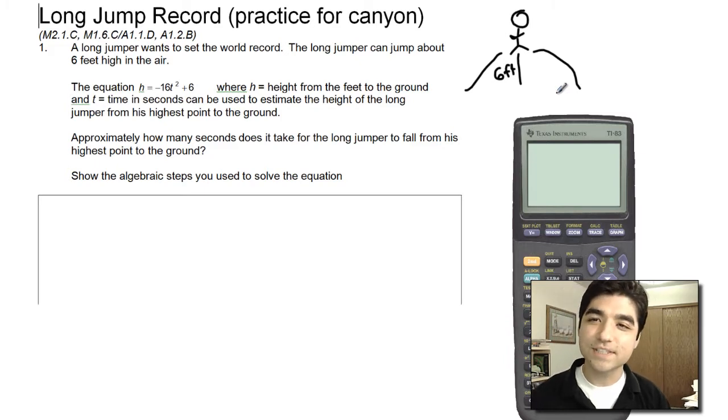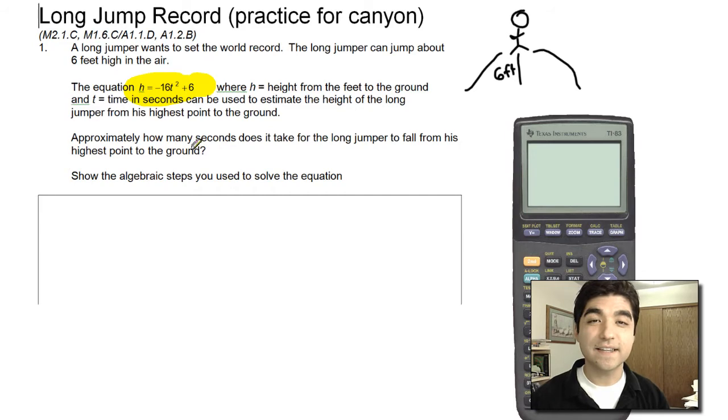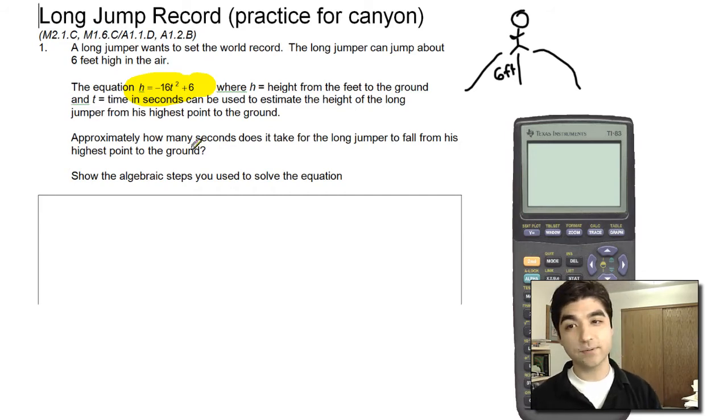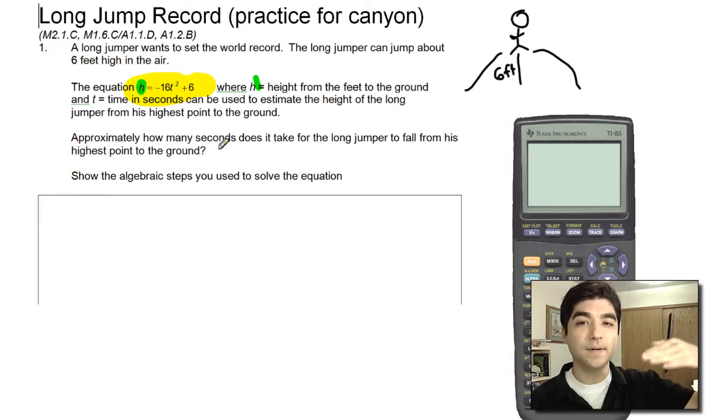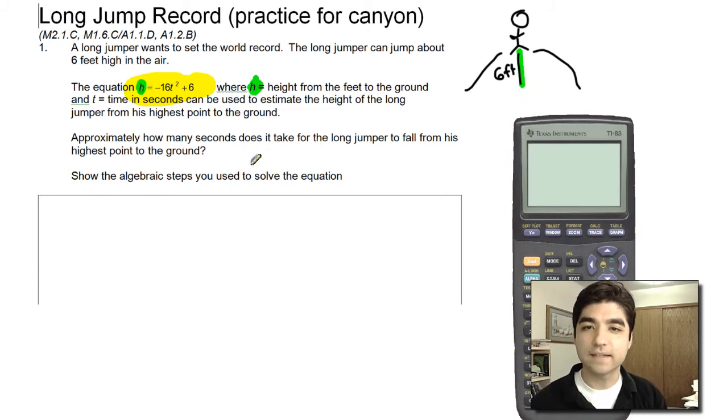And actually, that information isn't important for you, so you don't need to worry about that. What you do need to worry about is that the equation for his path through the air is this equation right here. How you say that is h equals negative 16t squared plus 6. And the h, this variable here, is his height above the ground. So it's this distance right here. And the t part in this equation is his time in seconds.